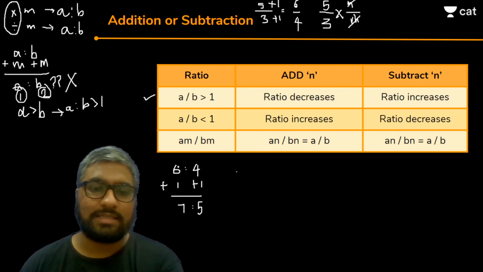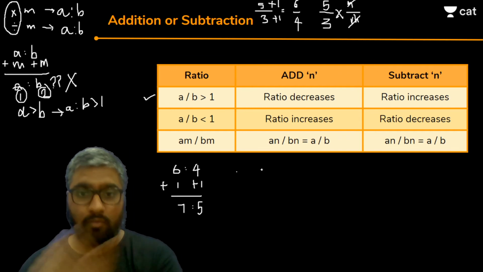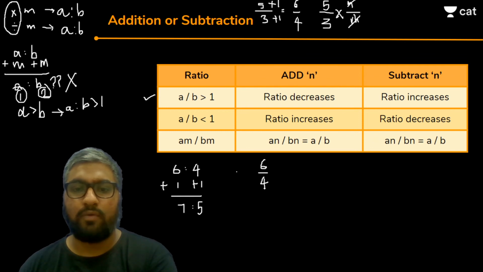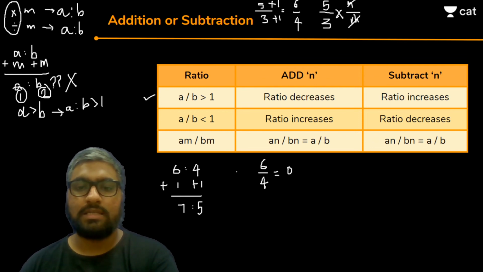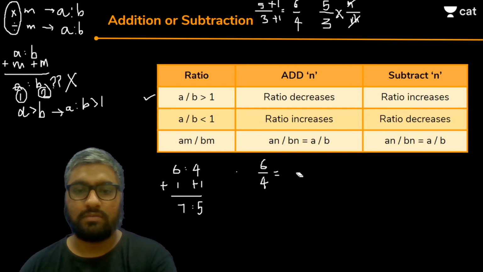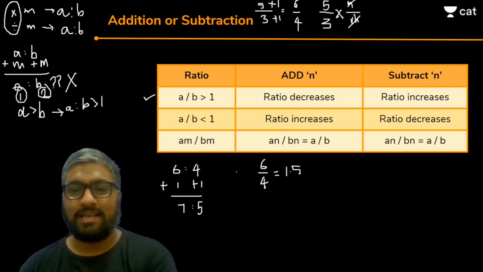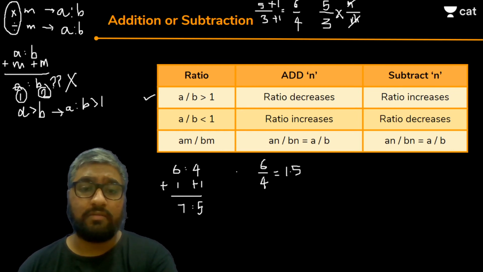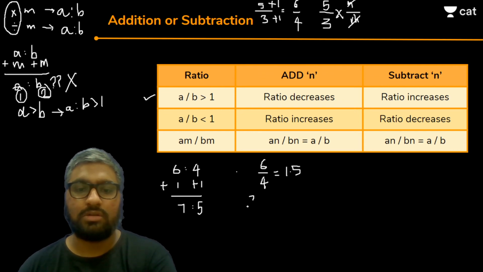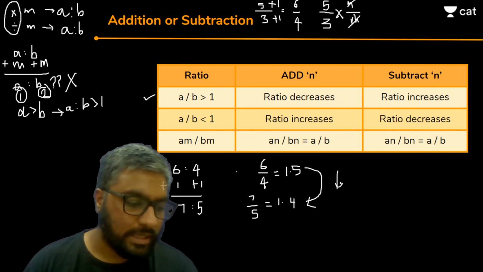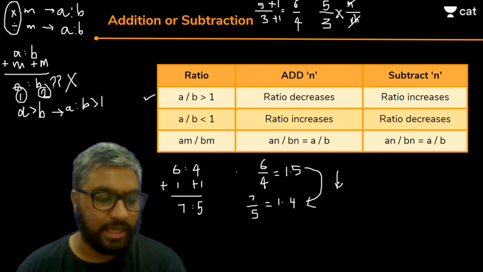So see here, 6:4. When we had 6:4, what was the value of this ratio? 6/4 would be how much? Sorry, 1.5. Yes, but then when we add the same number, what happens to the new ratio? 7:5 is how much? 1.4. So do you see how, when you add a number, the total ratio value decreases?